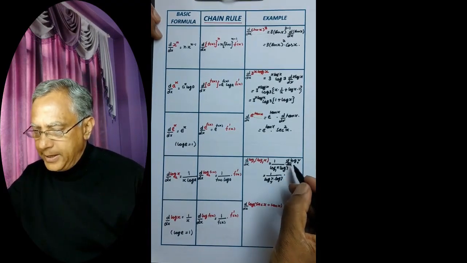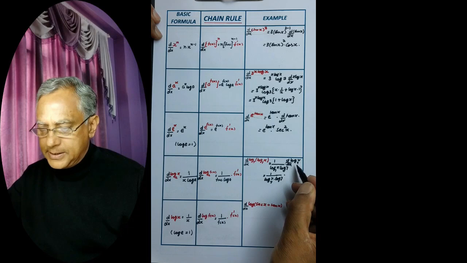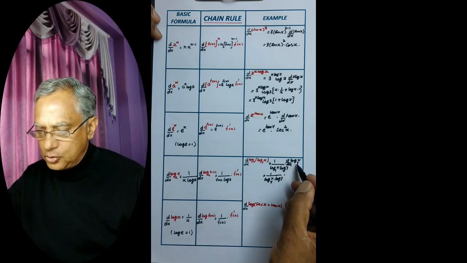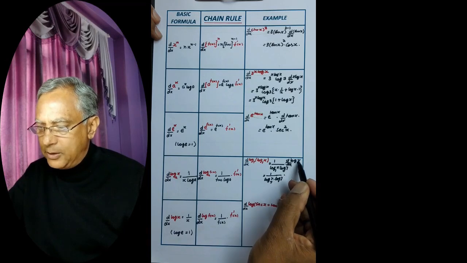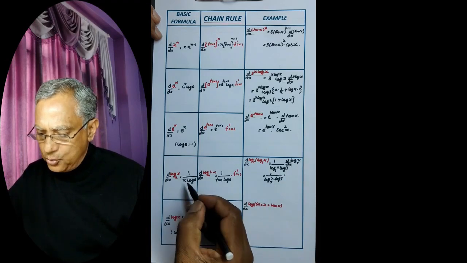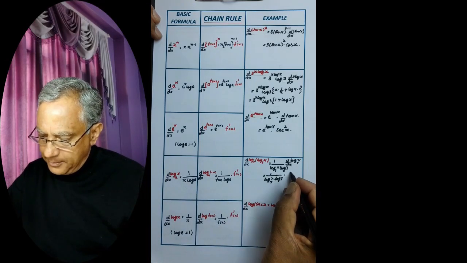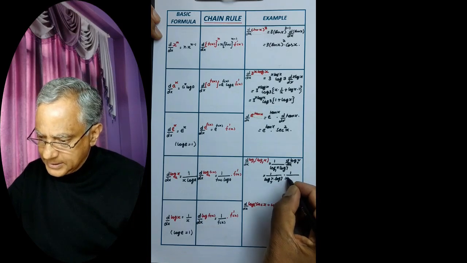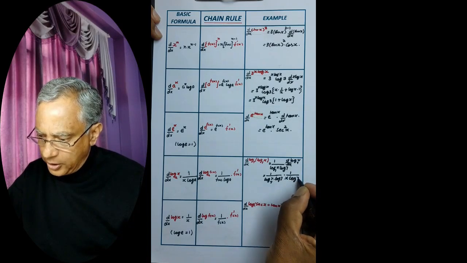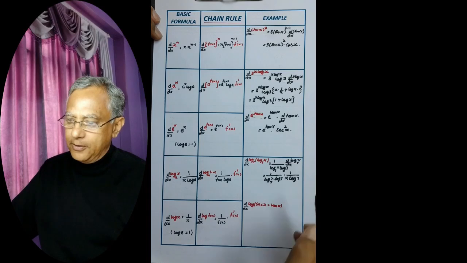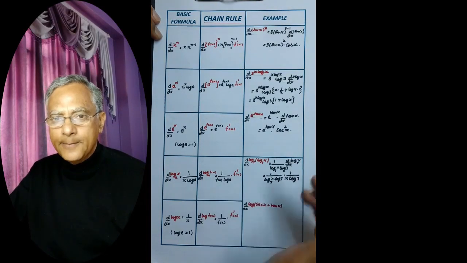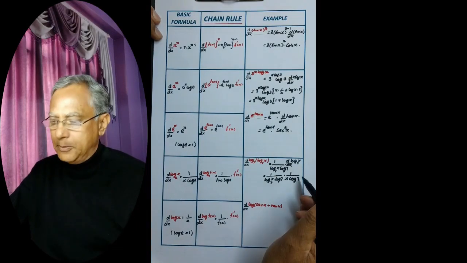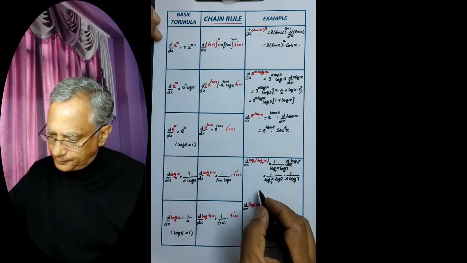Now d by dx of log x to the base 7. We will directly use this formula, which we will be using for x. So 1 by x log a, and log a is log 7. Now the formula valid for x is being used for x only. So we will end the process here.